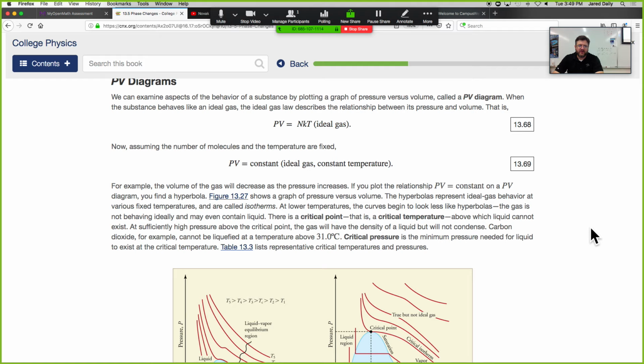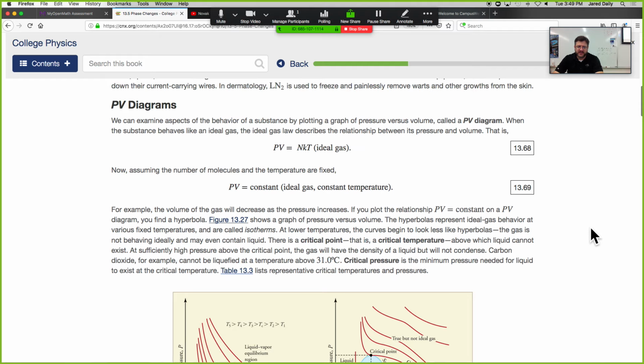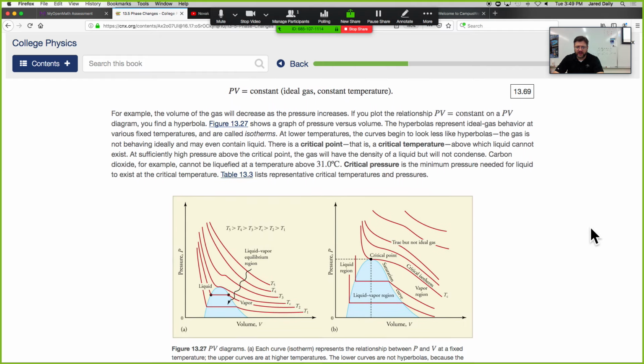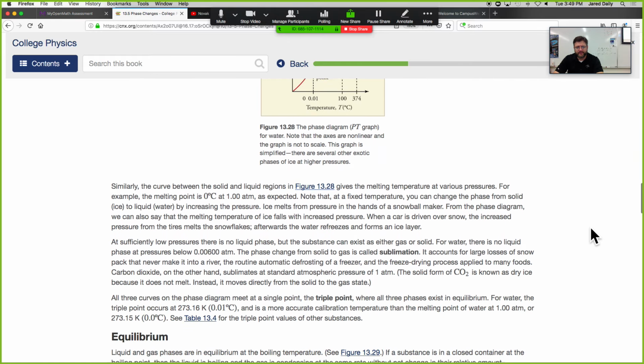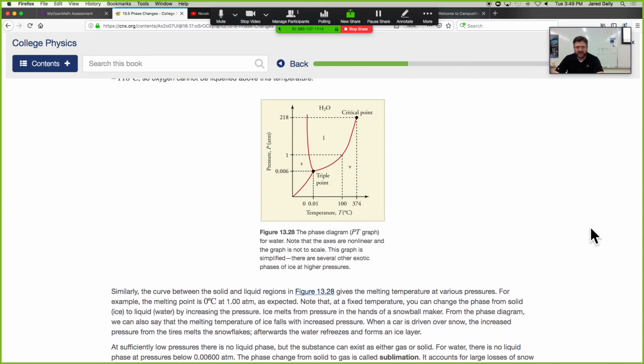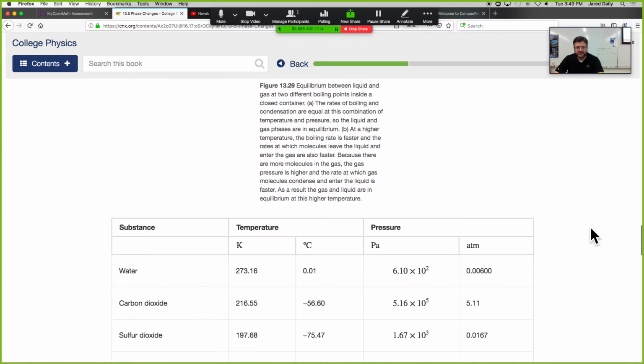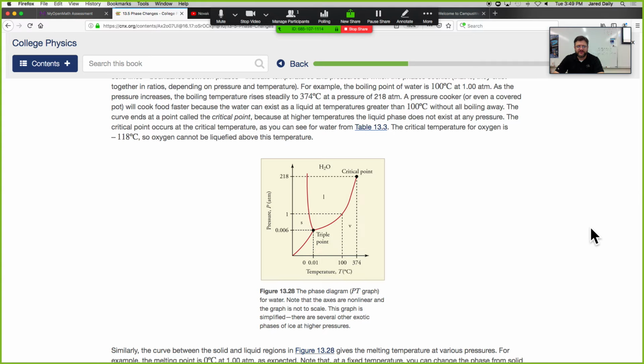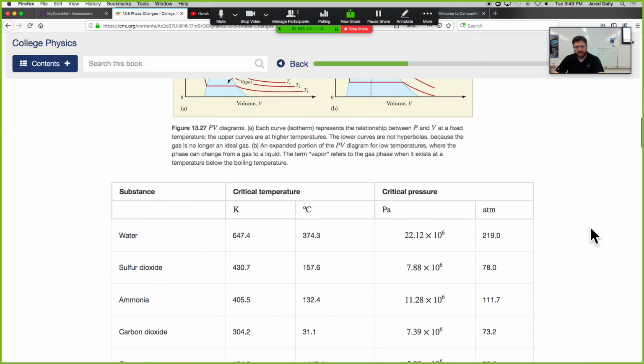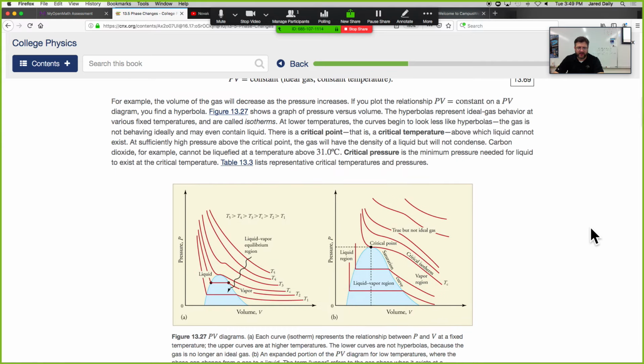the way that we often look at these changes is through the lens of what we call a phase diagram, a PV diagram, or a phase diagram, as we call them sometimes. So here is, for example, a PV diagram, and you can see here that you have the pressure on this axis, the volume on this axis, and these are different temperatures.